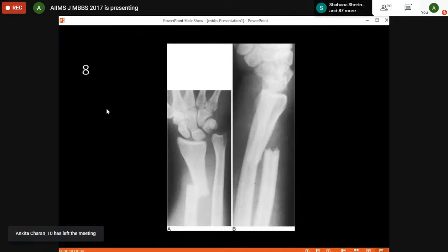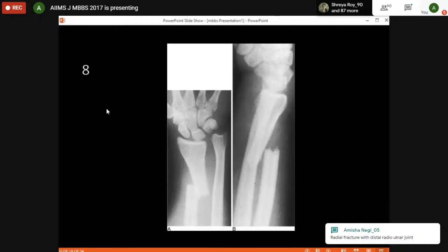So, what was Monteggia fracture? Monteggia fracture was fracture of proximal ulna with dislocation of proximal radius. This is just the opposite of that. So, fracture of radius with dislocation of distal radioulnar joint. That is how you can remember, okay? Monteggia and Galeazzi are opposite to each other.